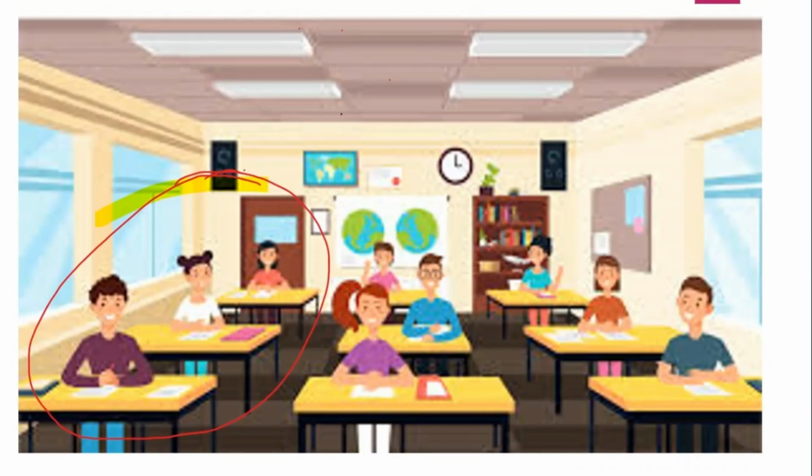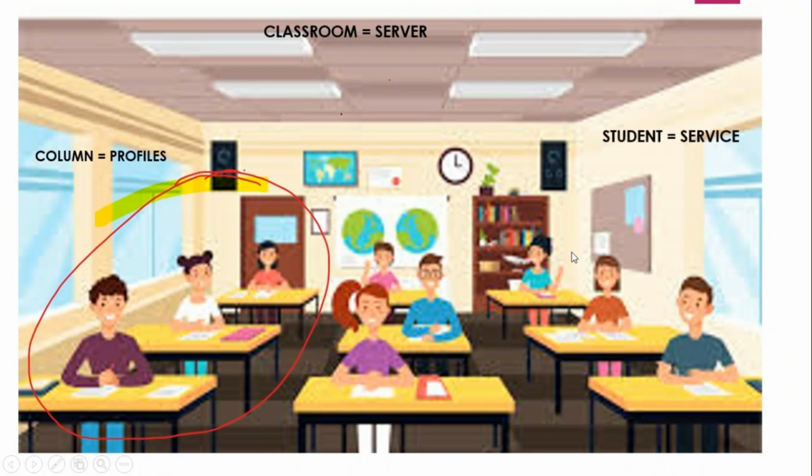So here is a pictorial diagram. Here I have shown this to explain the concept of profile, services, as well as characteristics in detail. So here is a classroom. Classroom you can imagine as a GATT server, and every column you can think of as a profile. So the entire classroom is the server. This server will contain profiles, so each column is a profile, and each student you can assume as a service.